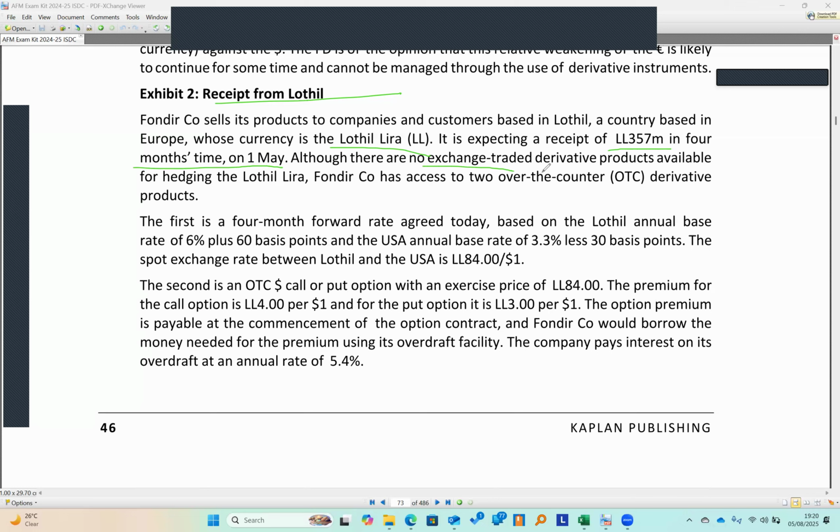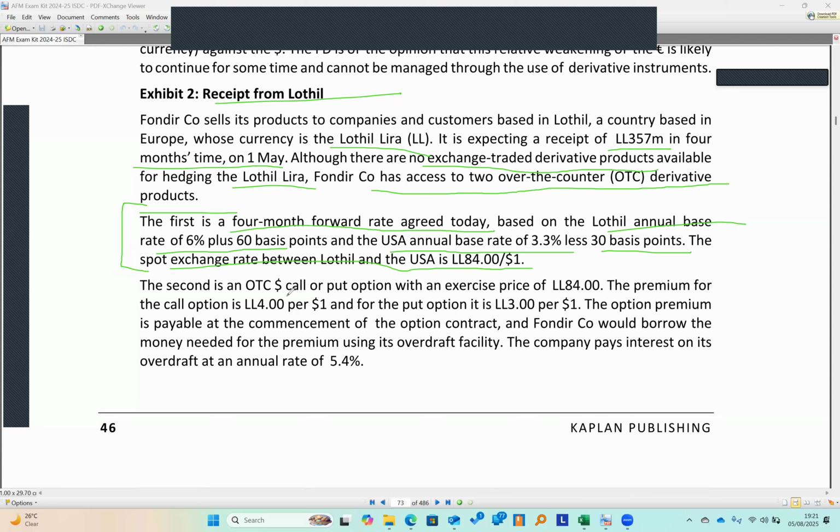Although there are no exchange-traded derivative products available for hedging Lothir lira, Fondir has access to two over-the-counter derivative products. These are the ones we are asked to calculate. The first one is a 4-month forward rate agreed today based on the Lothir annual base rate of 6% plus 60 basis points, and the USA annual base rate of 3.3% plus 30 basis points. The spot exchange rate between Lothir and the USA is 84 for $1. This is the first forward rate agreement.